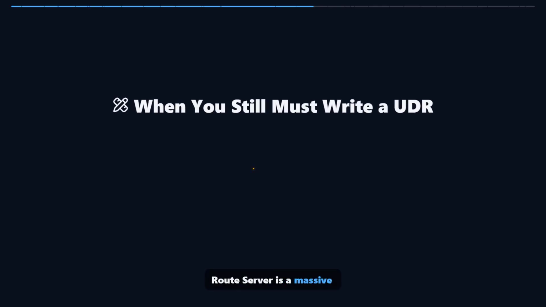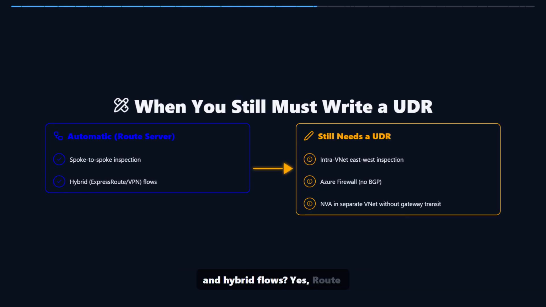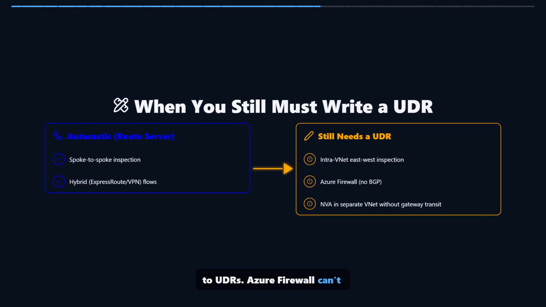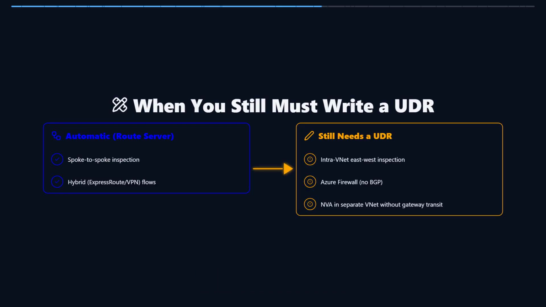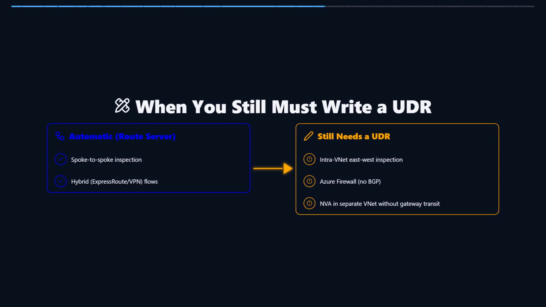Route Server is a massive step forward, but it doesn't retire the UDR entirely. Spoke-to-spoke and hybrid flows? Yes, Route Server owns those. But the moment you need east-west inspection inside one VNet, you're back to UDRs. Azure Firewall can't speak BGP, so it still demands a manual route. And if your NVA sits in a completely separate VNet without gateway transit enabled on the peering, Route Server won't save you. Write the UDR. It's about knowing which tool fits the traffic pattern.